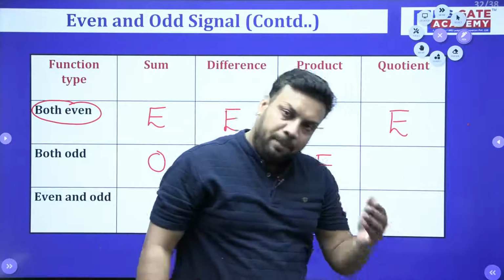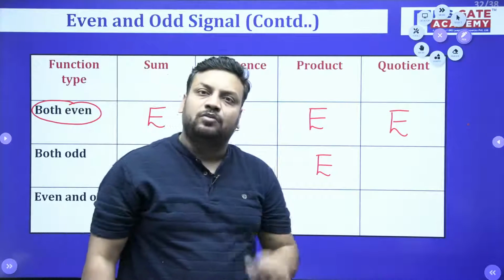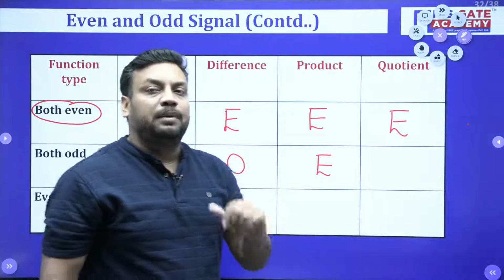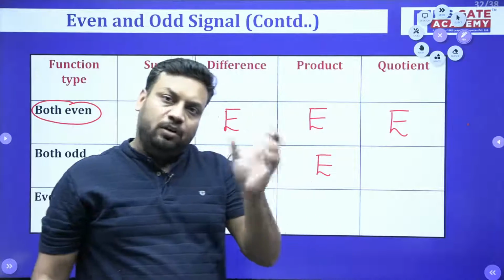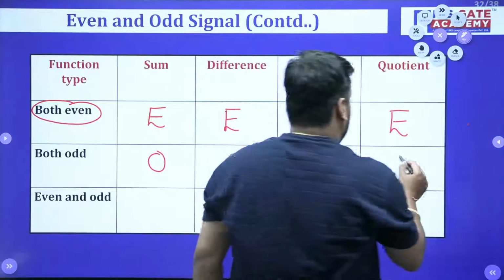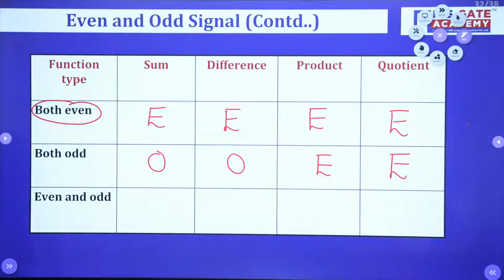Now tell me, what is odd upon odd? Take t to the power 5 upon t to the power 3. T to the power 5 is an odd signal, t to the power 3 is an odd signal, and ultimately it will become even. So odd upon odd is also an even signal. Shabash.